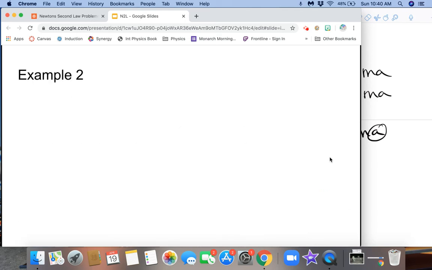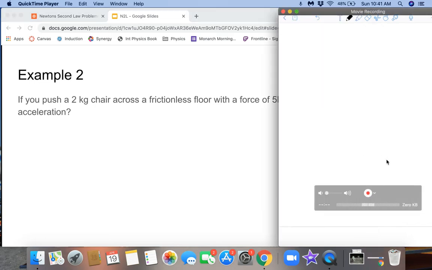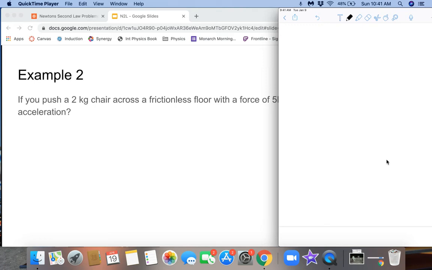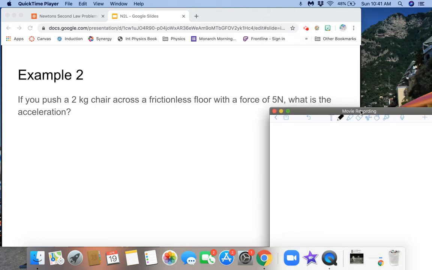All right, so let's do another example. If you push a 2-kilogram chair across a frictionless floor with a force of 5 newtons, what is the acceleration? So here, we learned how to draw free body diagrams last week. So with all these problems, you should be drawing a free body diagram, okay? Always, always, always. So we have our box, our free body diagram box.